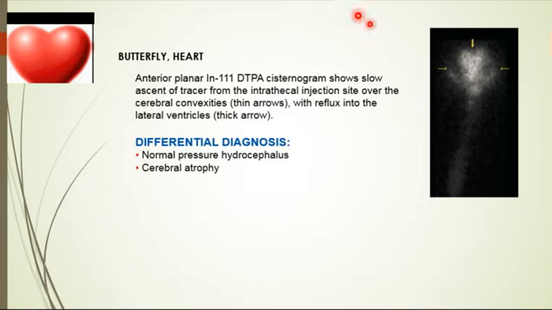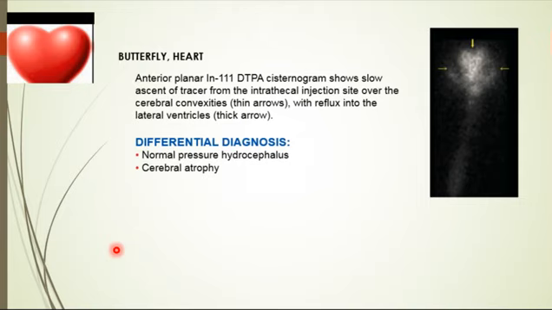When it goes into the lateral ventricle, like here, you can see the heart. Get it? So, a butterfly or heart appearance with little flow over the cerebral convexities at 24 to 48 hours. Ventricular reflux and delayed ascent of tracer can be seen in cerebral atrophy, but should not persist by 24 to 48 hours. It's either normal pressure hydrocephalus or cerebral atrophy. You can see it in cerebral atrophy, but not after 24 to 48 hours. Okay? If you see it after 24 to 48 hours, this is normal pressure hydrocephalus.